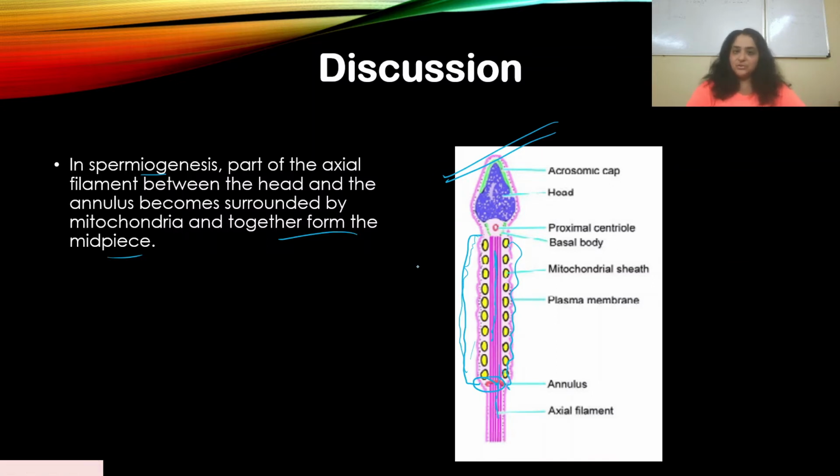So it is important that you remember the structure of sperms: what is present in the head, what is present in the neck, then the middle piece, and then the tail. How is it all arranged? I've already discussed spermiogenesis in part 1, so I won't go into this in detail over here, but it is important that you remember. Okay, let's move on then.